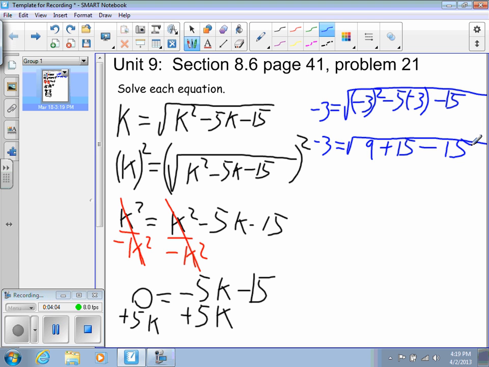Okay, what do I see here? First thing I see is plus 15 and minus 15. Those are going to cancel each other out, leaving me with negative 3 equals the square root of 9. So the square root of 9.